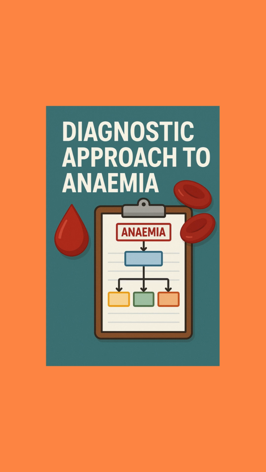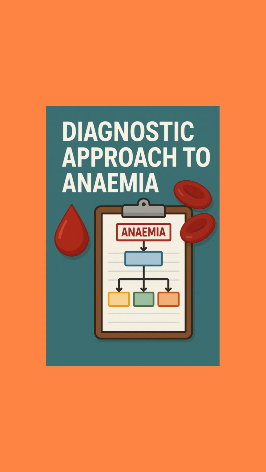The big 3 are iron deficiency, thalassemia, and anemia of chronic disease. To differentiate, check iron studies. Low serum iron, low ferritin, high TIBC, and high transferrin saturation. That's iron deficiency, anemia's most common cause worldwide. But if ferritin is normal or high, think anemia of chronic disease. And if iron studies are normal but you suspect thalassemia, look for elevated RBC count and consider hemoglobin electrophoresis.